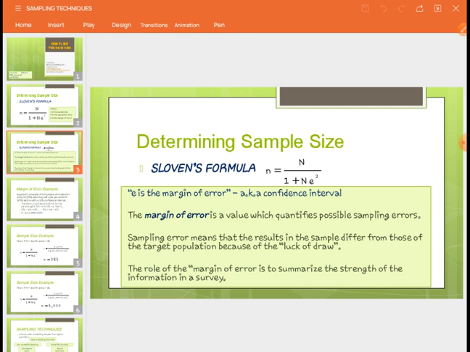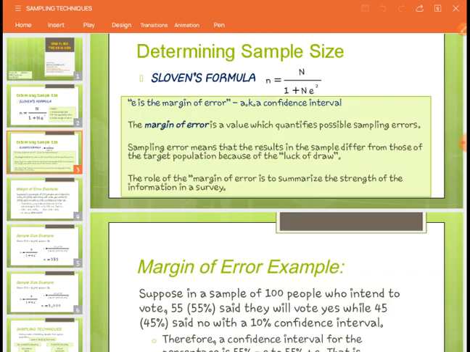So, e is the margin of error, or also known as the confidence interval. Yun yung 95% confidence interval, ganyan. So, the margin of error is a value which quantifies possible sampling errors. Sampling error means that the results in the sample differ from those of the target population because of the luck of the draw. Okay? The role of the margin of error is to summarize the strength of the information in the survey.